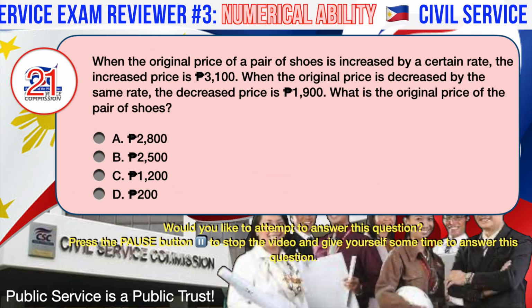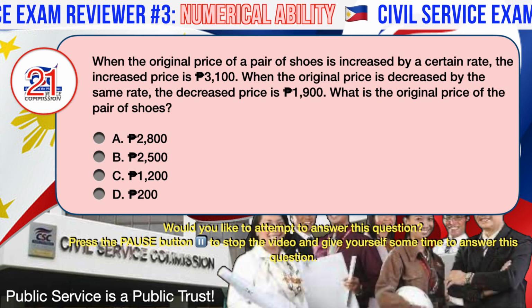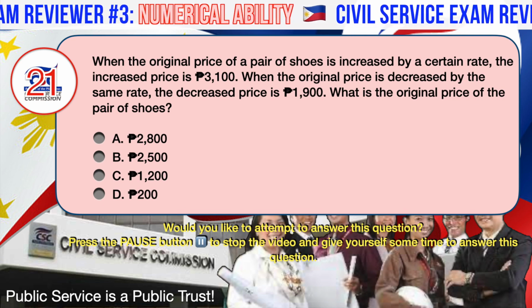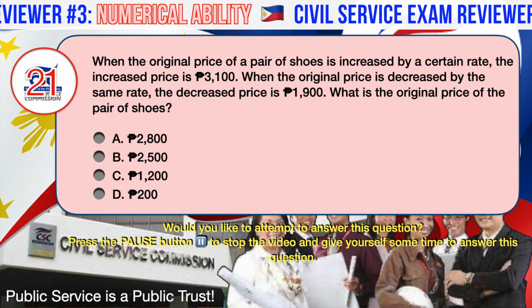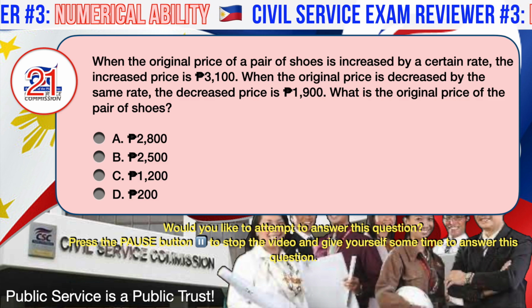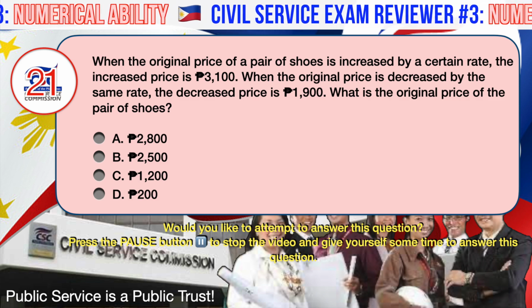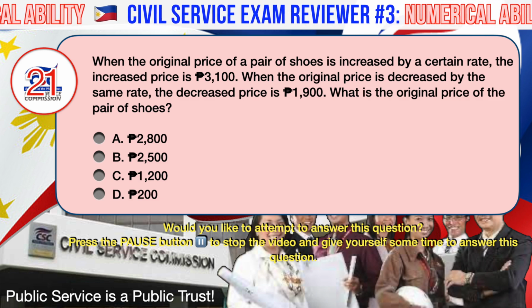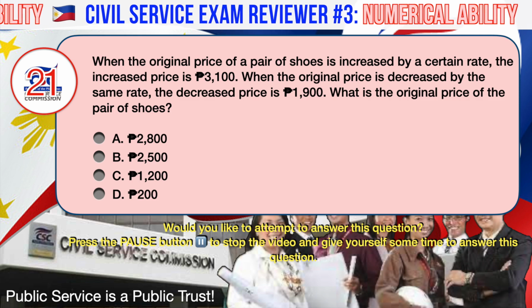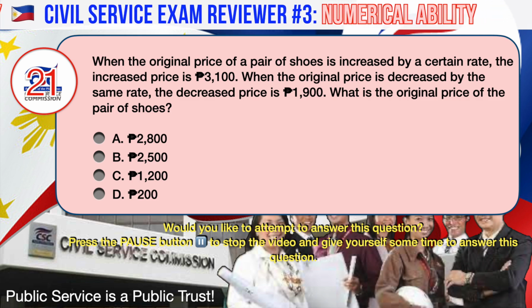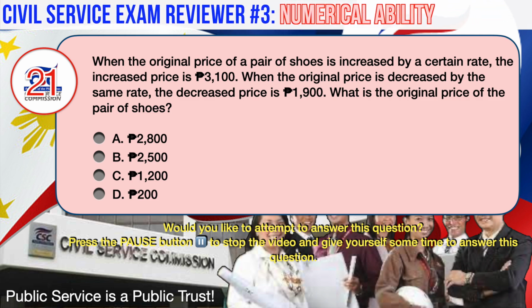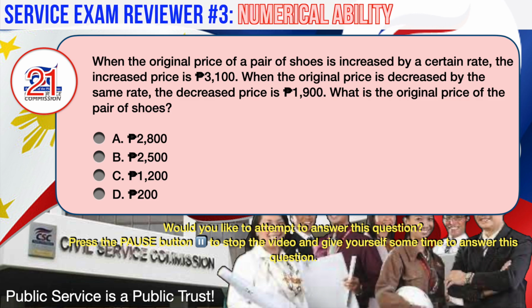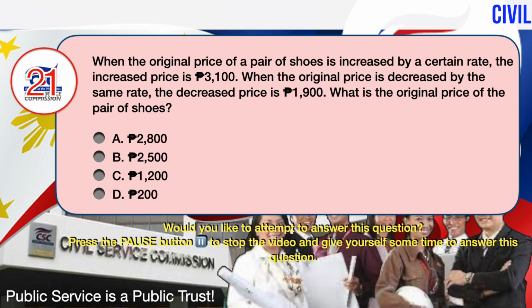Question number 21. When the original price of a pair of shoes is increased by a certain rate, the increased price is 3,100 pesos. When the original price is decreased by the same rate, the decreased price is 1,900 pesos. What is the original price of the pair of shoes? A. 2,800 pesos. B. 2,500 pesos. C. 1,200 pesos. D. 200 pesos.